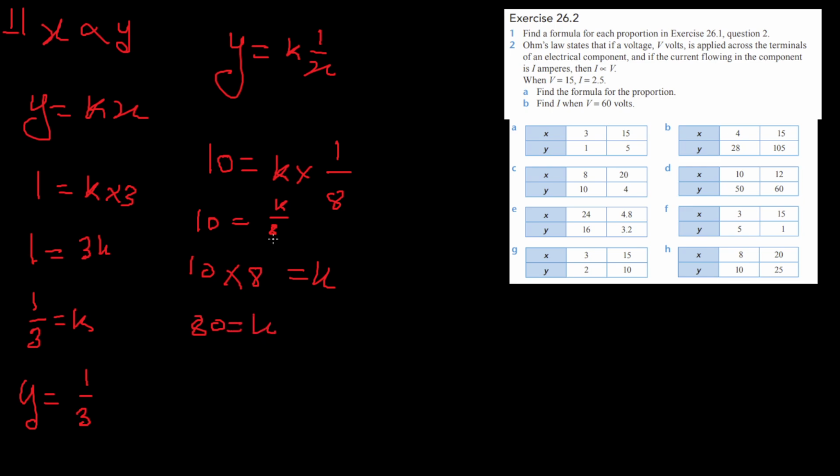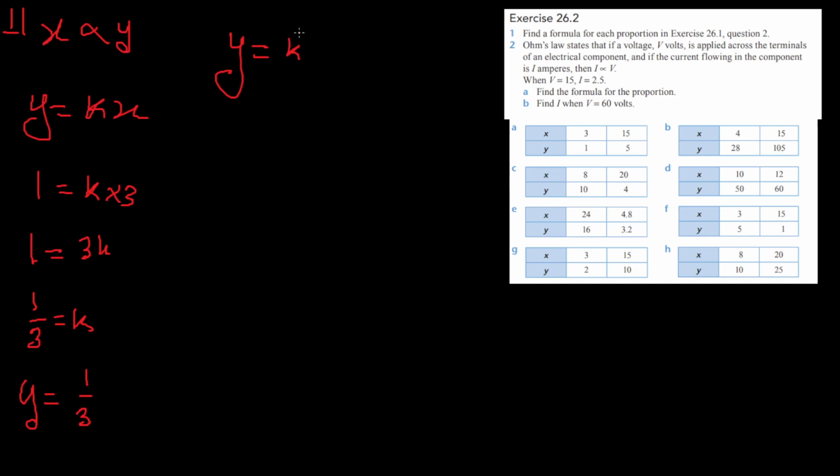So if you want to put this into the formula, it's going to be y equals 80 times 1 by x. Or you can just write, since it's 80 and 1, we can just write y equals 80 by x. This will be our formula. So since we already know how to do these, let's do a hard one, like a decimal one. Let's do number E. So let's just get rid of this.